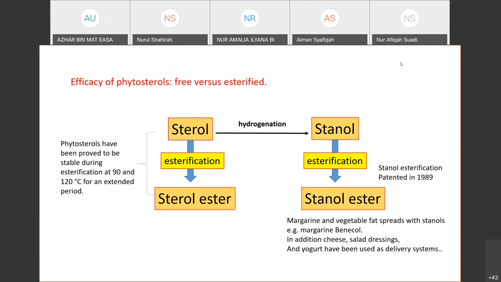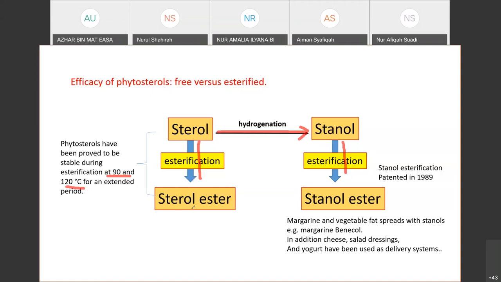All right, so efficacy of phytosterols, we're going to compare free versus esterified. Yeah, so maybe you already know. As mentioned before, sterol, when hydrogenated, produce stanol. And both of these, sterol and stanol, can be esterified to produce sterol esters or stanol esters. During esterification, sterol has been shown to be stable at 90 to 120 degrees Celsius. So there's no issue about temperatures.